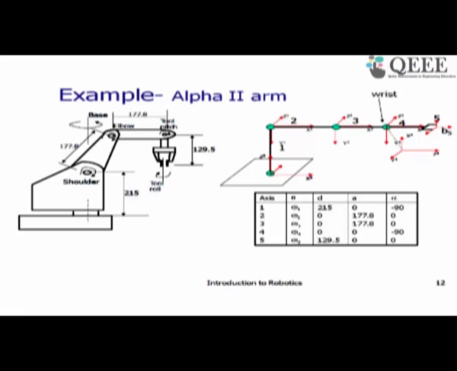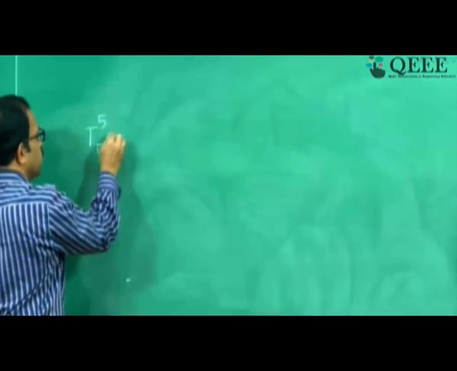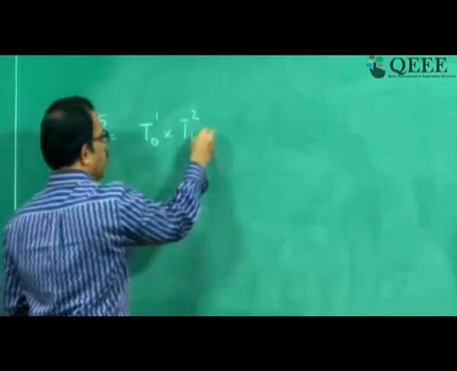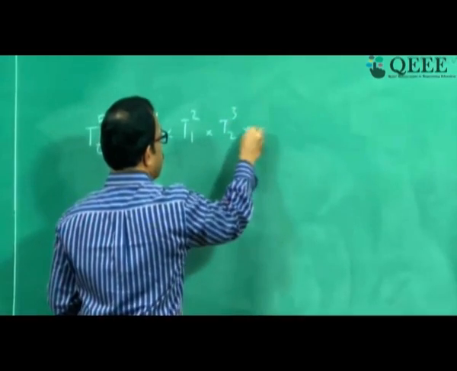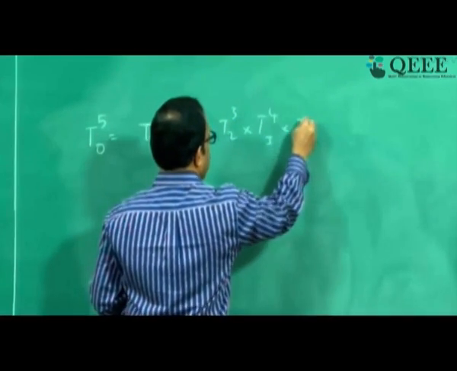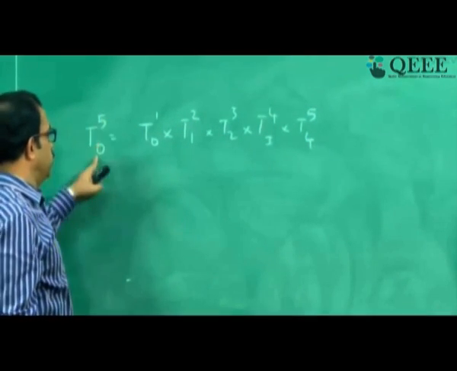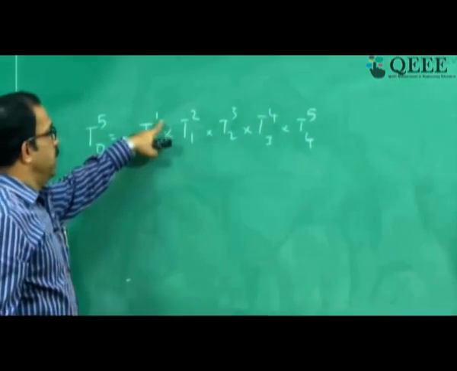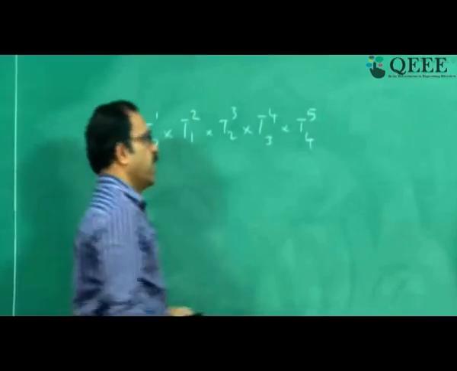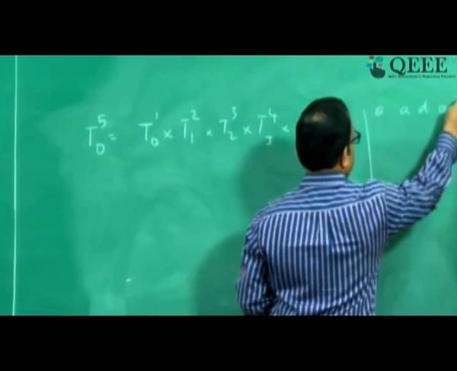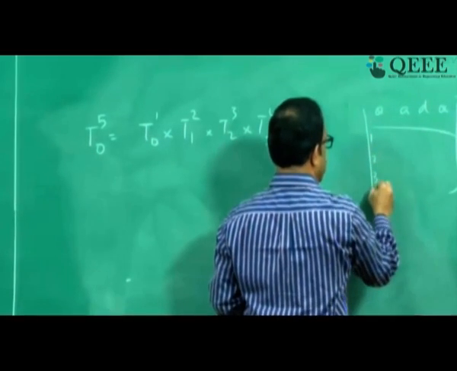Now from these DH parameters, what we need to obtain is T5 to 0, and that can be obtained by T1 to 0, T2 to 1, T3 to 2, T4 to 3 and T5 to 4. It's a 5 degree of freedom manipulator, and therefore 5 to 0, or the tool to base, can be obtained by taking the individual transformations this way. We have all these theta, a, d, alpha for all of 1, 2, 3, 4 and 5.